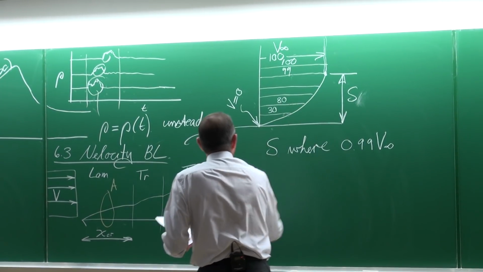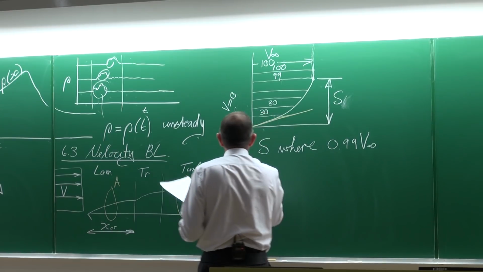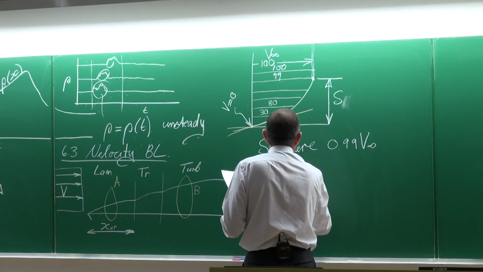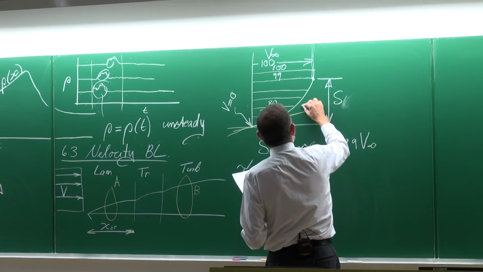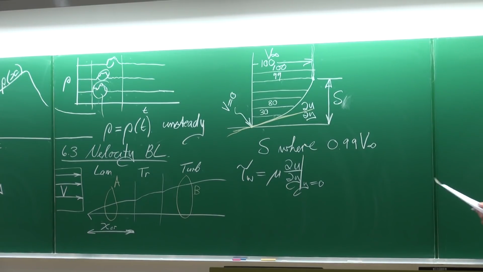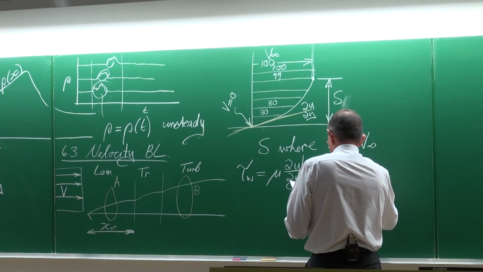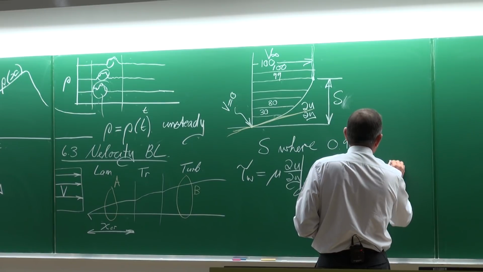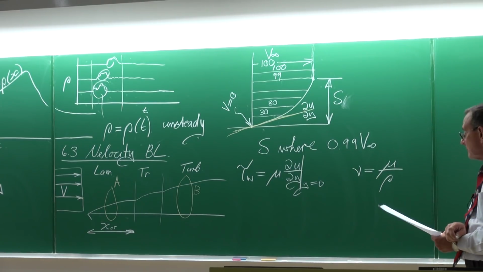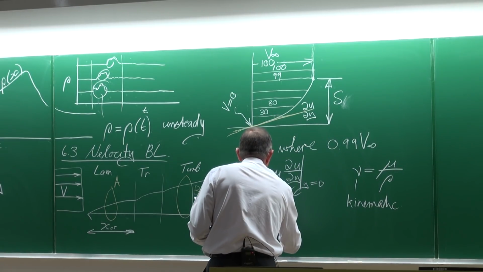What is also important is that this gradient determines the wall shear stress. The wall shear stress is equal to the viscosity multiplied by du dy, where y is equal to 0. It is that gradient that I've drawn there in yellow. Mu is the dynamic viscosity, and we can also write it as the kinematic viscosity, which is the viscosity divided by the density. So this is the kinematic viscosity, and that is the dynamic viscosity.